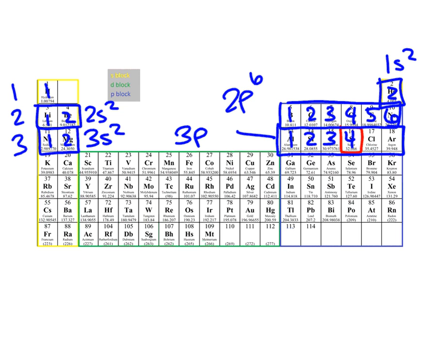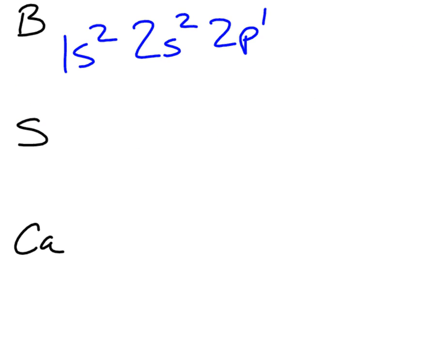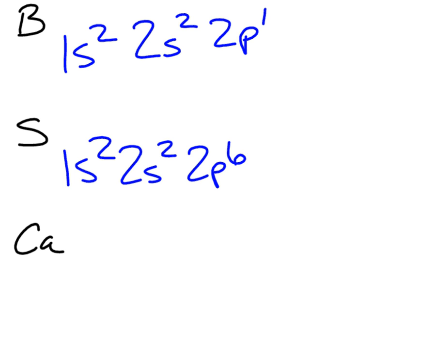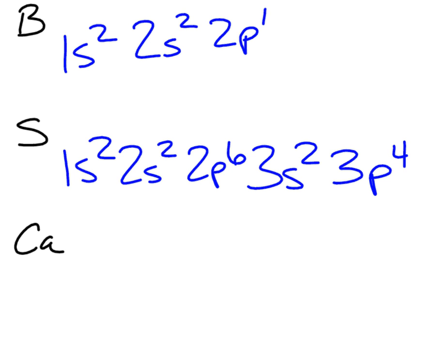So 3p4. If I was to write the electron configuration for sulfur, it would look like this: 1s2, 2s2, 2p6, 3s2, 3p4. And that would be the electron configuration for sulfur.